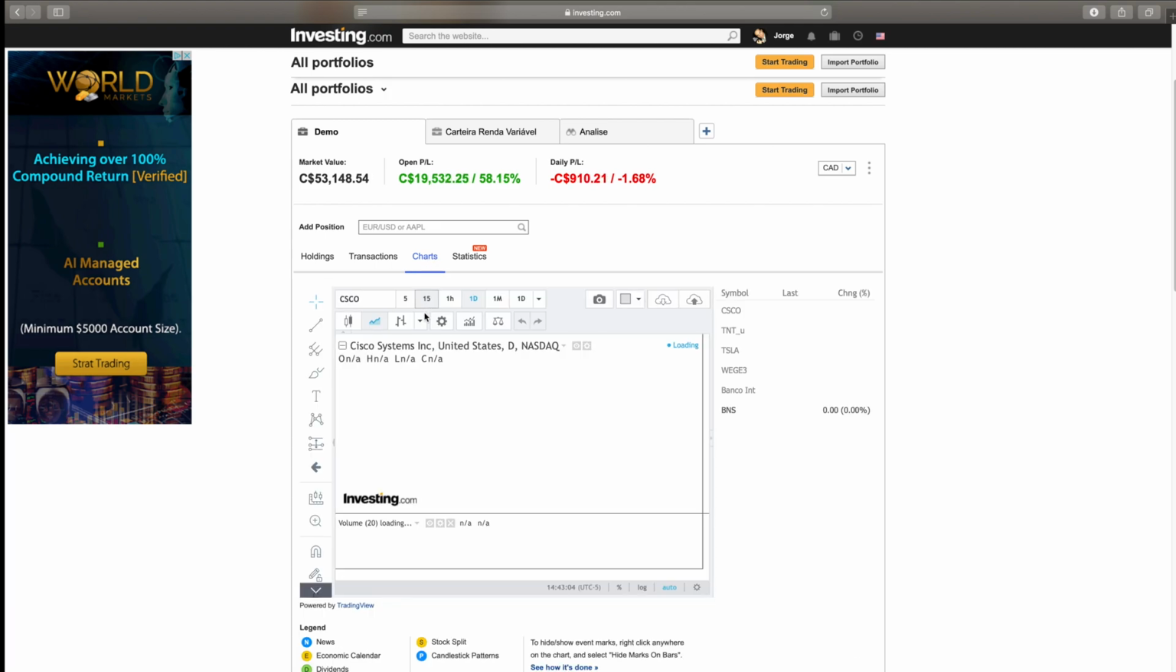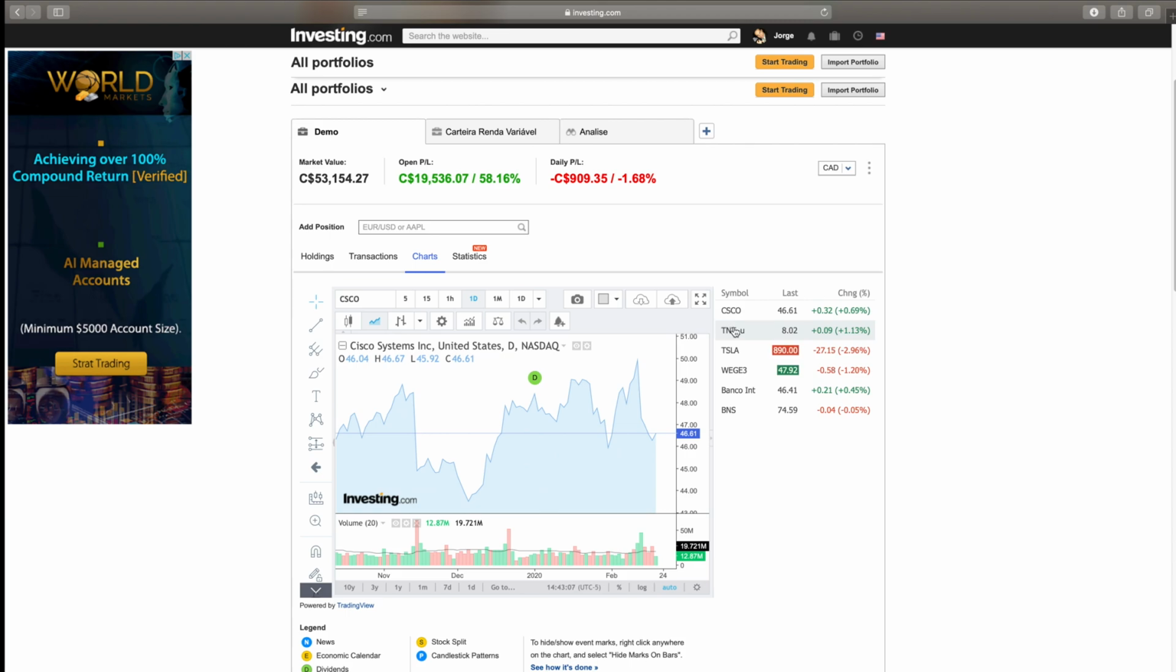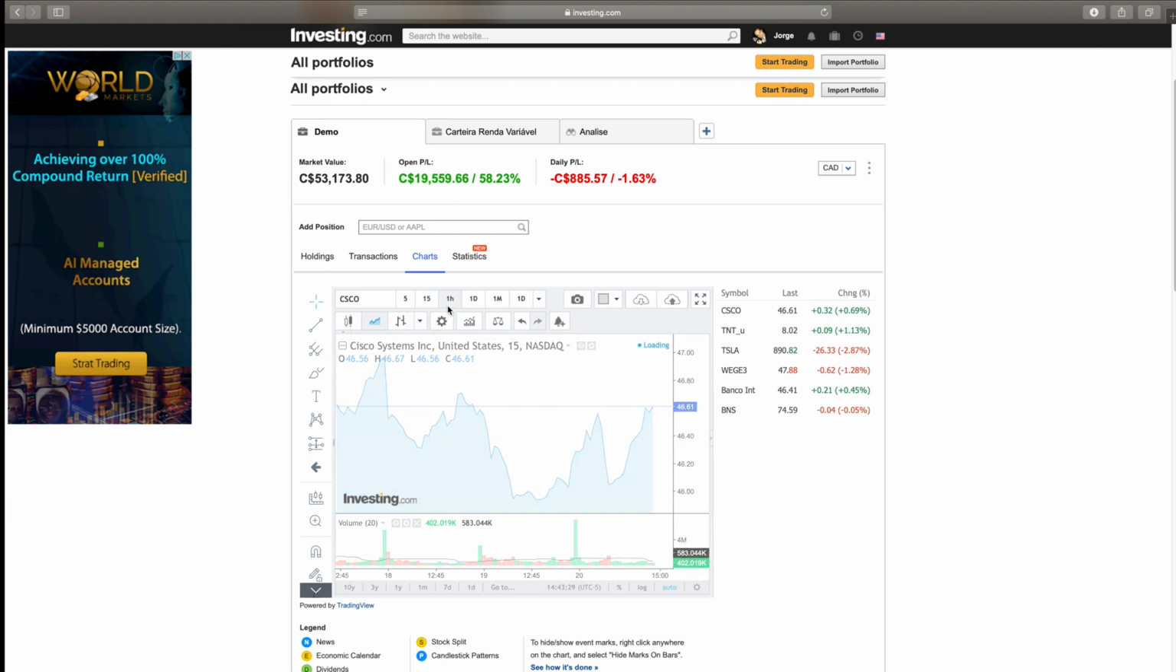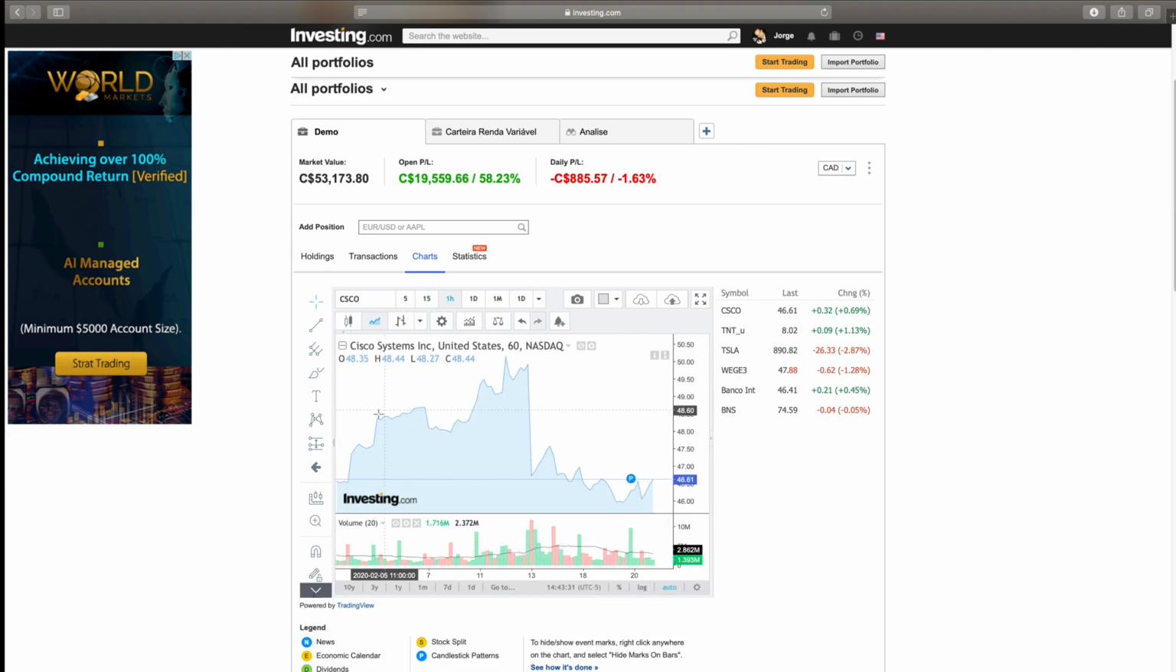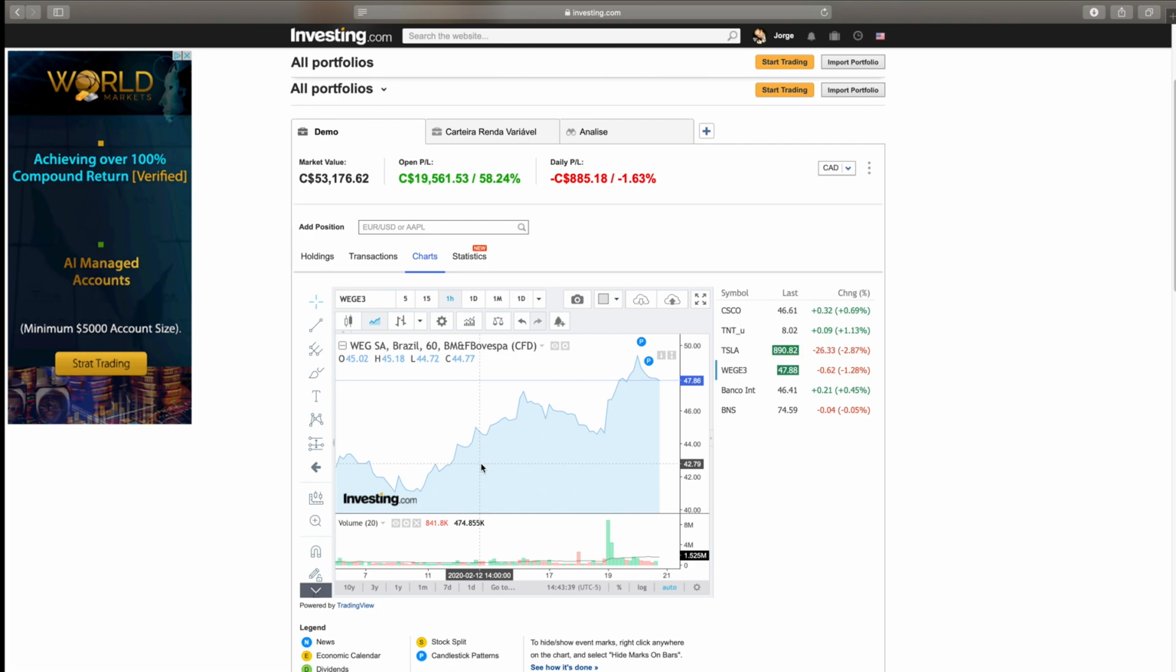In the chart, we have all the positions that you have in your portfolio. Basically, this is TradingView. You can change here to 15 minutes, 1 hour. You can put some indicators. Also, you can change if you want to see, for example, WEG, WEG3 from Brazil. You can do the same here. You can see the volume. If you want to know more about the TradingView application, let me know. I can do a quick demo in TradingView as well in a later video.